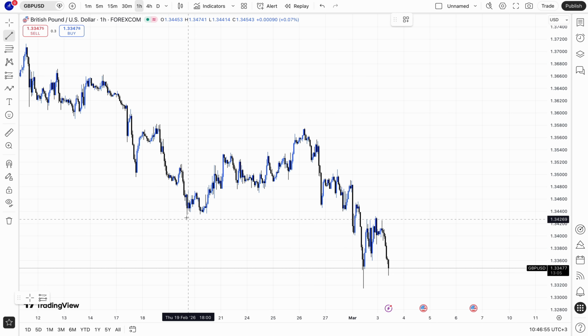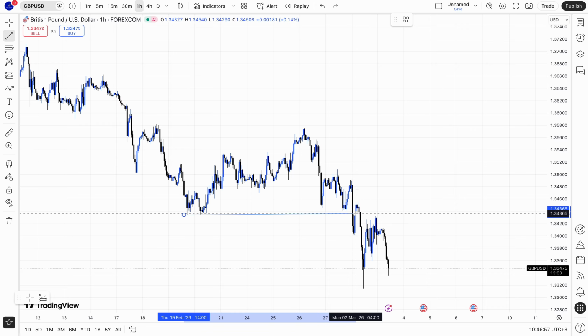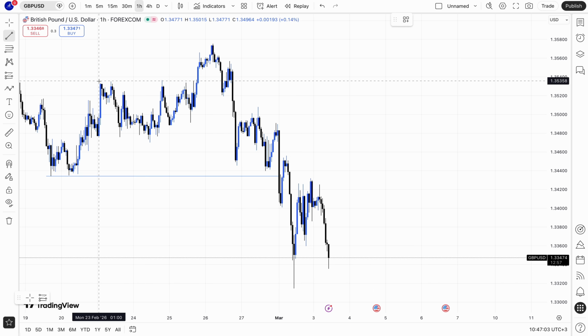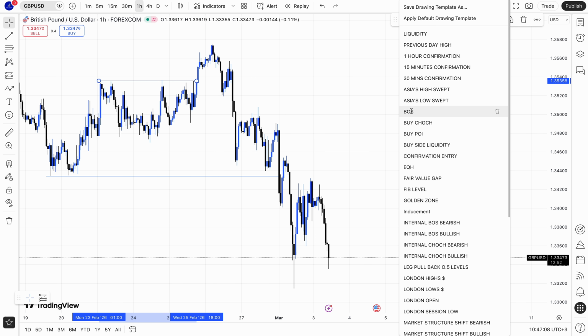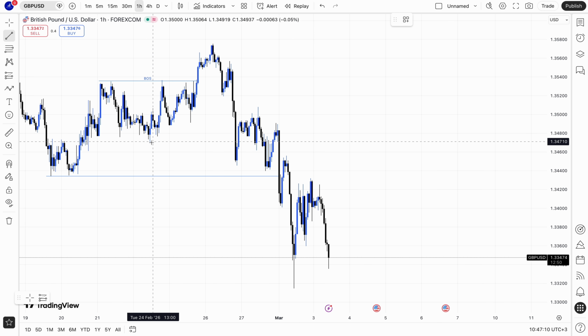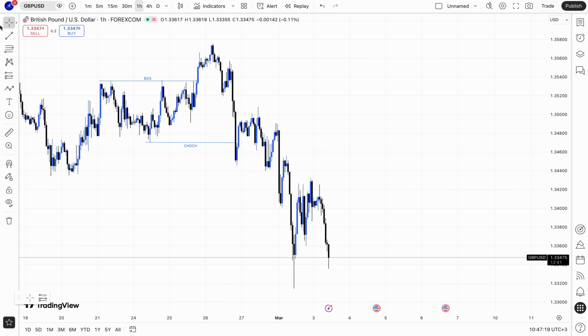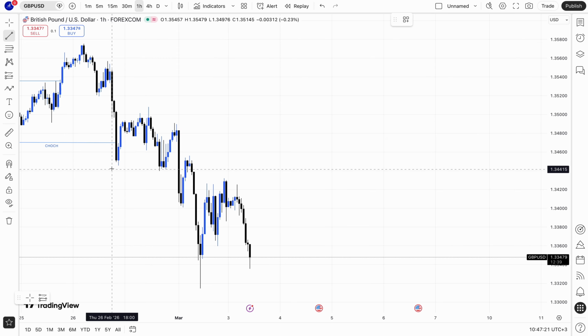So you can see we had our last break of structure to the downside, which was this one, so not that one. Break of structure to the upside. This was the last break of structure to the upside. Then this is a change of character to the downside. Then this is the break of structure, the downside continuation.